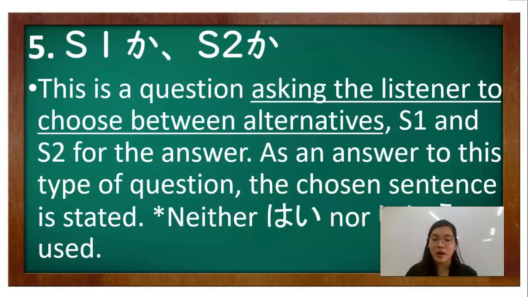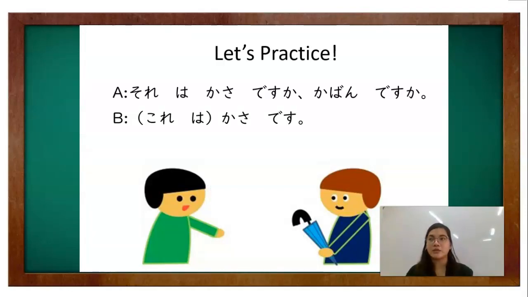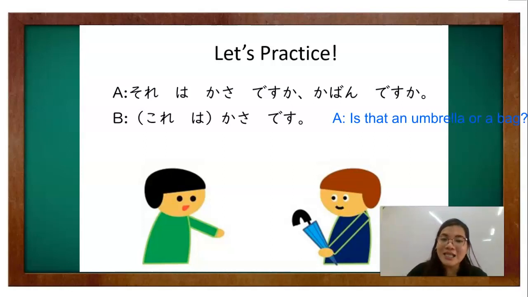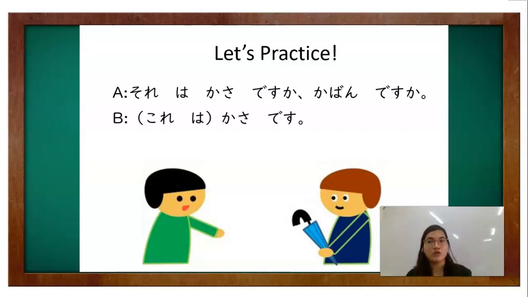Again, neither hai nor iye is used. You just choose between the options, whichever is your choice. For example, let's practice reading this first. それは傘ですか? カバンですか? You can answer これは傘です, or you can just answer 傘です. So you just answer what the correct answer is. This is making a choice between this one or this one.